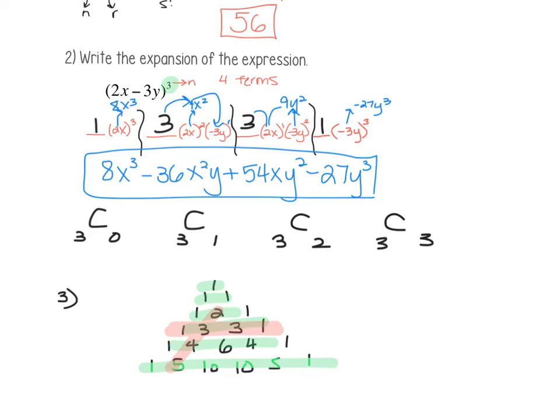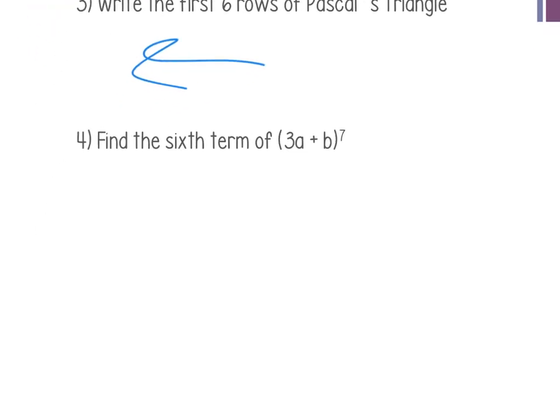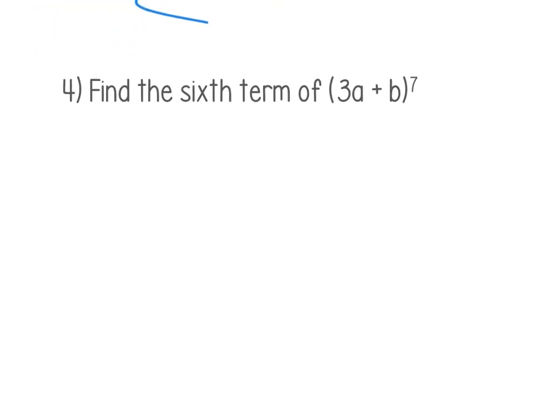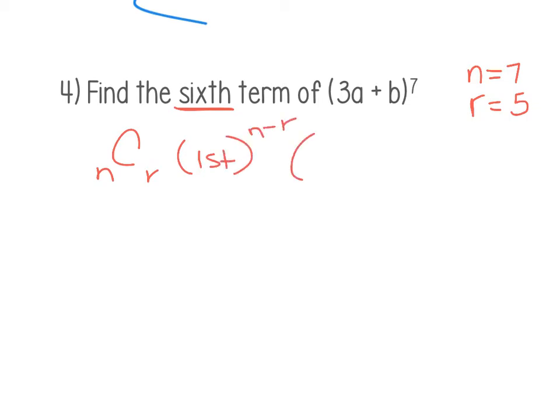Questions so far? So I answered number 3 on the first one, okay? And then number 4 says find the 6th term of (3a + b)^7. So I want to find n, which is the exponent on the expansion, which is 7. And then if I'm looking for the 6th term, what is r? 5, one less. So then it is C(n, r), and then I would raise the first term to the n minus r, and then I would raise the second term to the r.